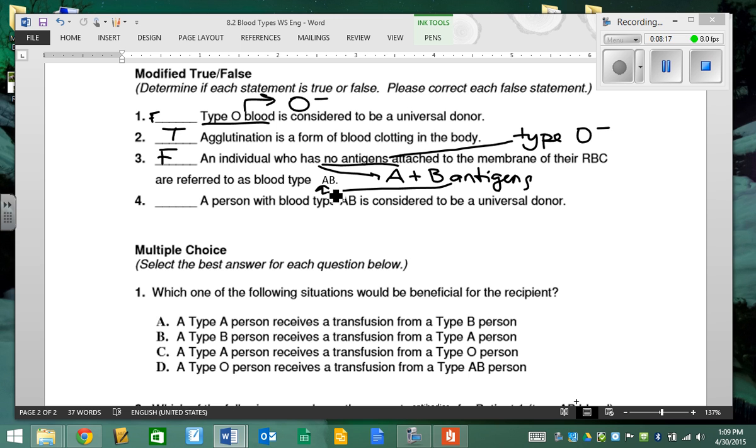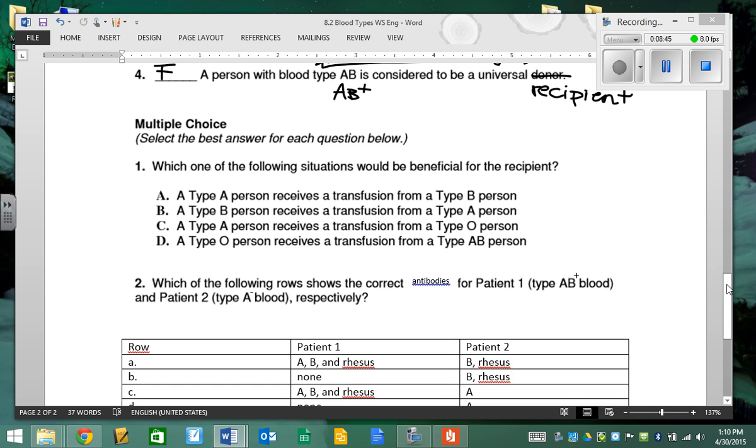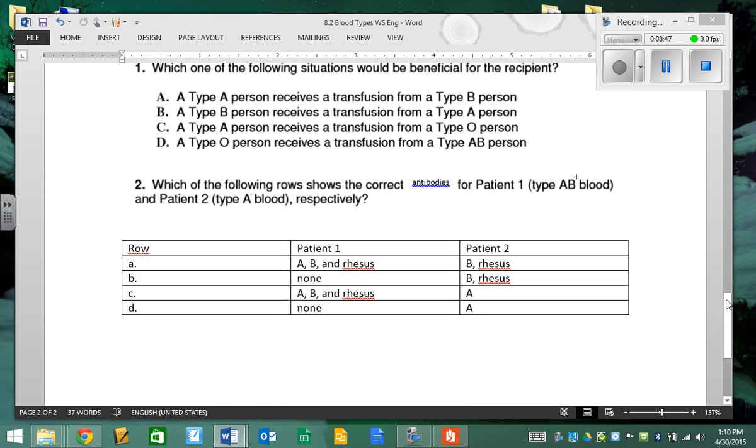And number 4 obviously can't be true because we just said O negative was the universal donor. Type AB is the universal recipient, assuming that it is AB positive. And so that's how we should correct the ones that were false. Now the last 2 are multiple choice questions. The first one asks which one would be beneficial for the recipient. In other words, which one actually works.